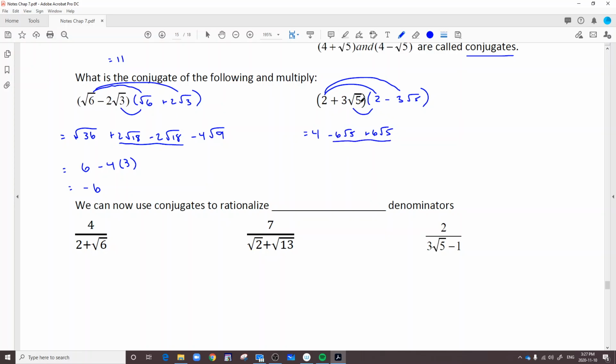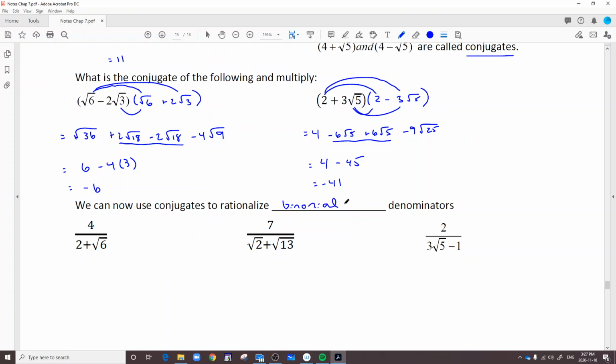And then the important thing is that your lasts here are going to be positive 3 times negative 3 is negative 9, and then root 5 times root 5 is 5, or you can put root 25, you can put in a step, whatever works for you. So this is going to be 4 minus 9 times 5, which is 45, and so it's going to be negative 41. But the key thing is that when you multiplied the conjugates together, you got rid of, or you cleared, the radical. So we can now use conjugates to rationalize binomial denominators.